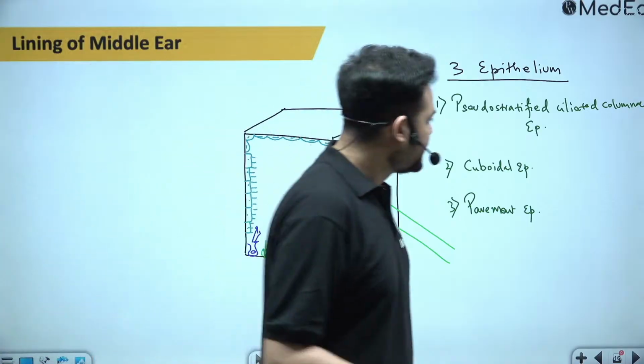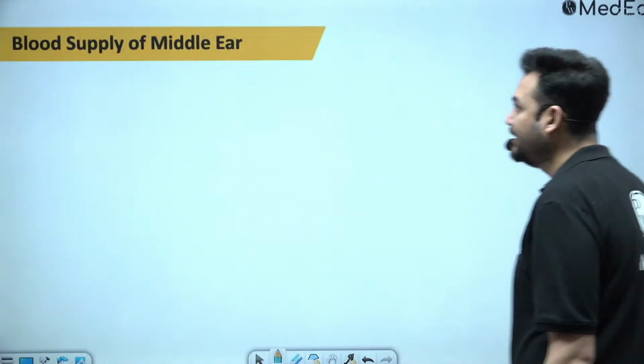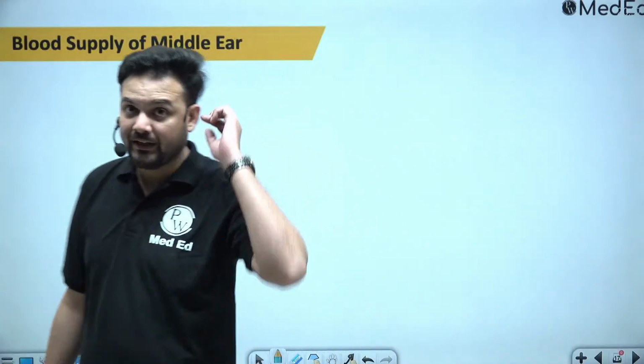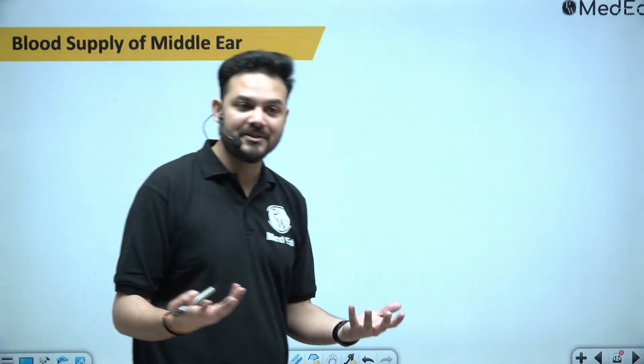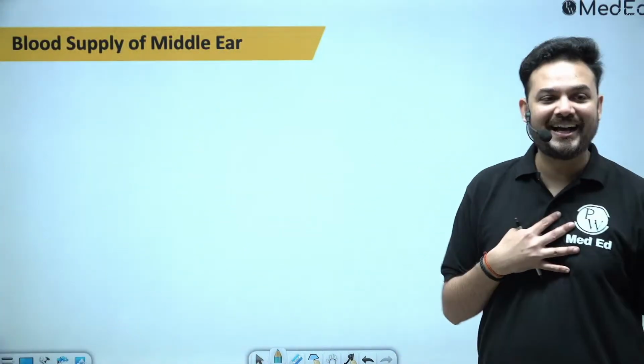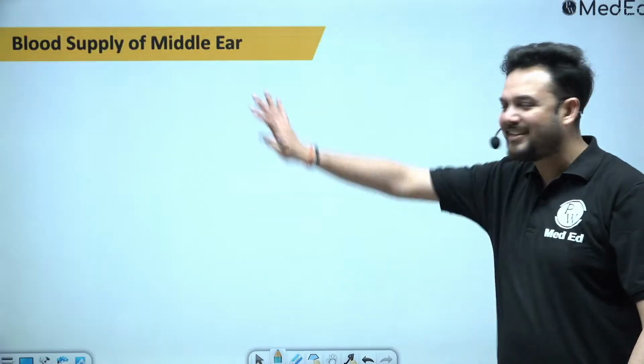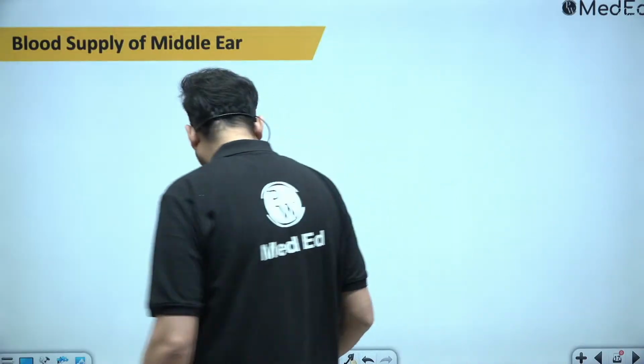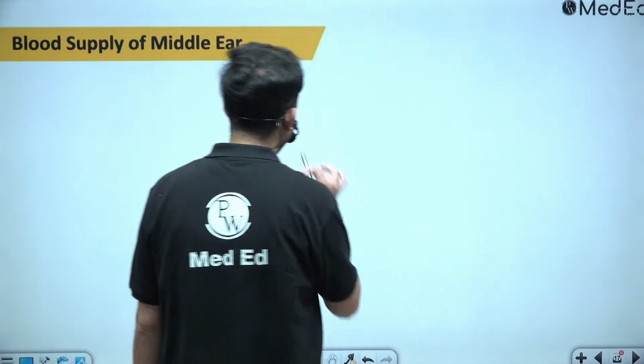Okay? Chalo. Final thing, we come to the blood supply. Okay? That's last. I know you guys must be tired. Lot of things. I am also tired. So blood supply of the middle ear finishes it all. So let's just write down what are the blood supply of the middle ear.